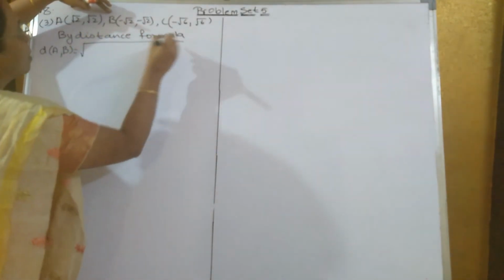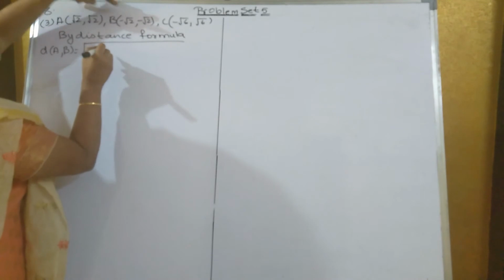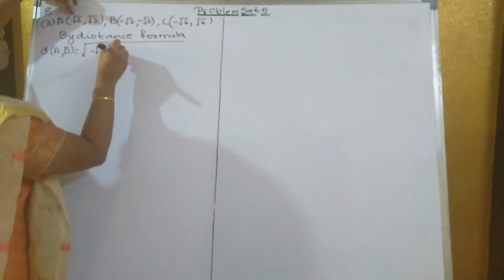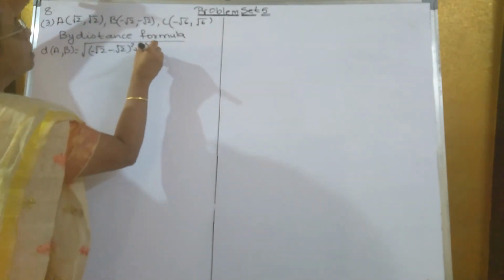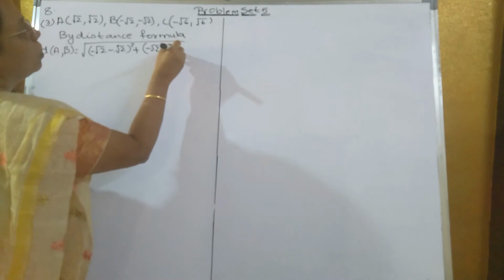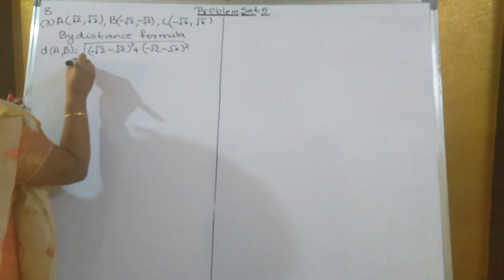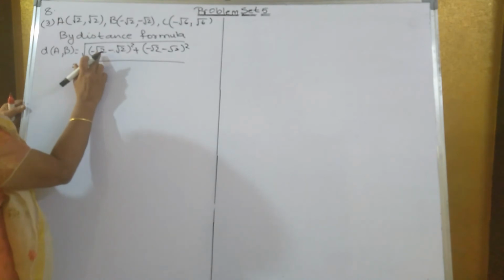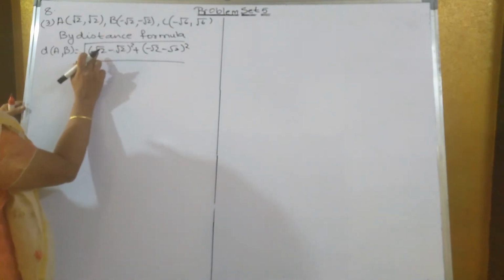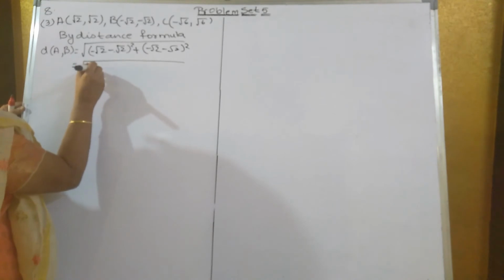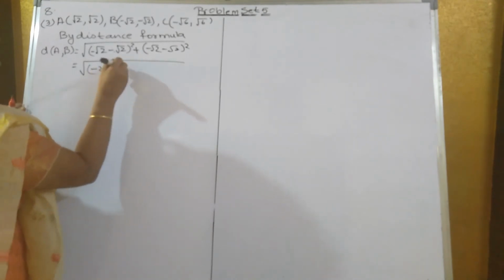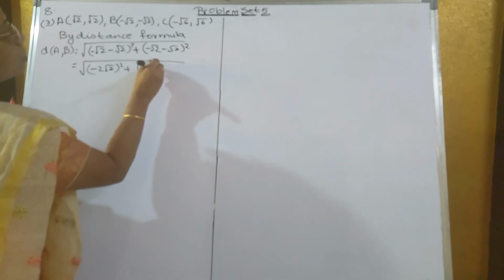Now the third sum, sum number 8 of problem set 5. Now by distance formula, find out the distance AB. Minus root 2 minus root 2 the whole square plus again minus root 2 minus root 2 the whole square. So that's equal to how much? Since under the root sign both the numbers are same, you can just add, one root 2 and one root 2 is minus 2 root 2 the whole square. Here also the same thing, minus 2 root 2 the whole square.